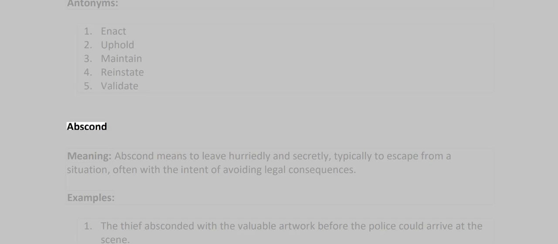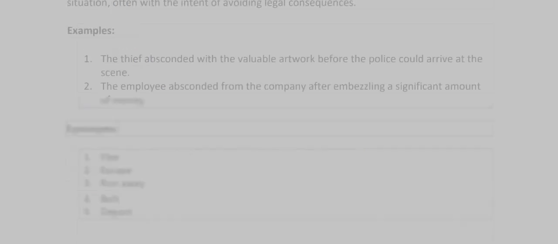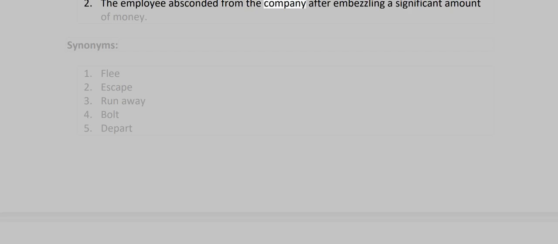Abscond. Meaning: abscond means to leave hurriedly and secretly, typically to escape from a situation, often with the intent of avoiding legal consequences. Examples: 1. The thief absconded with the valuable artwork before the police could arrive at the scene. 2. The employee absconded from the company after embezzling a significant amount of money.